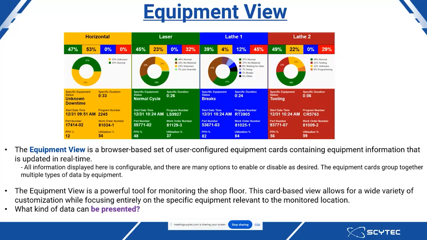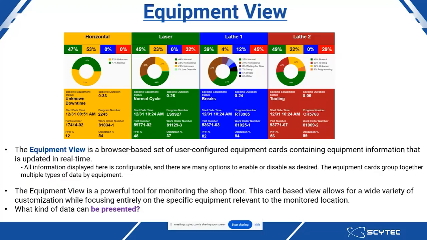The equipment cards group together multiple different types of data by equipment, and the equipment view is a powerful tool for monitoring the shop floor. This card-based view allows for a wide variety of customization while focusing entirely on the specific equipment relevant to the monitored location. In the next slide, I'm going to be discussing what kind of data can be presented, but I'd like to visually walk you through it here first.